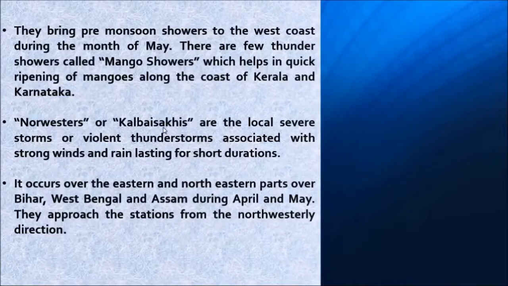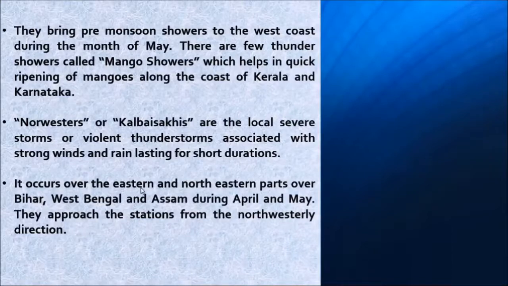Northwesters, or Kalbaisakhis, are the local severe storms. Northwesters and Kalbaisakhis are the local storms or violent thunderstorms associated with strong winds and rain lasting for short durations. Even though the rain lasts for a very short duration, the wind will be very strong and the thunderstorms will be very high. So that is why they gave these two names for that.